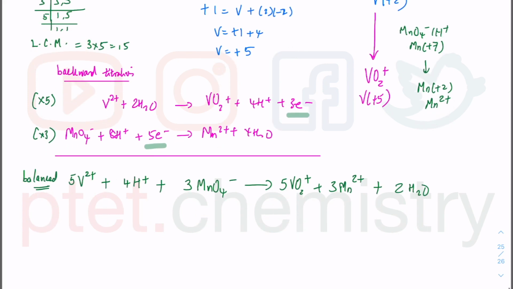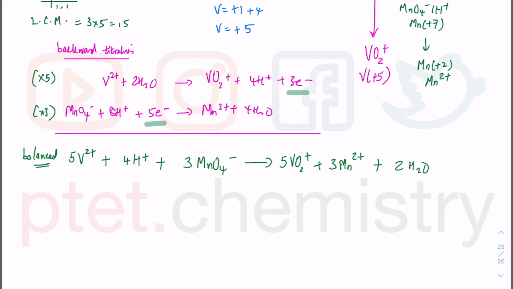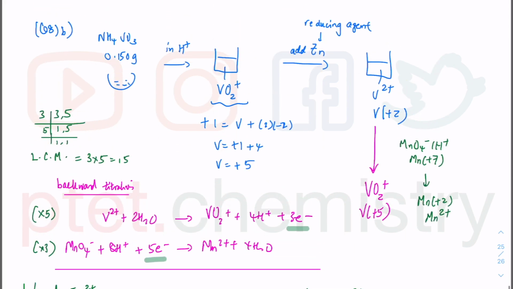Anyway, what do we know? We know that this is impure. What is the pure stuff? The pure stuff is the VO3-, since this is NH4+. How much VO3- is in here?